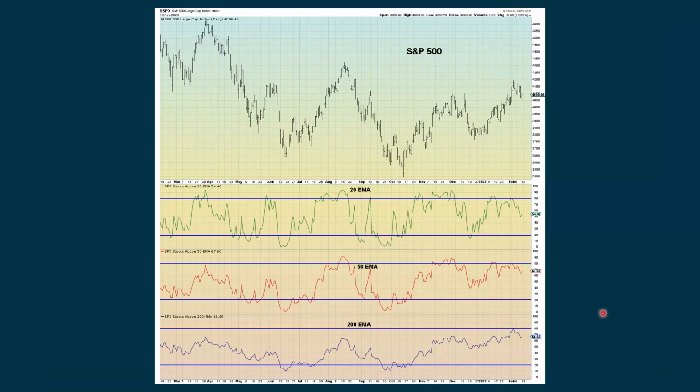Our moving average study, which kind of comes in and out of the daily videos as needed, we really pay attention to this when we get extreme positive or negative. Well, right now, the 20 is moving down, even though it ticked up slightly on Friday. The 50 period also ticked up, and the 200 turned up slightly as well.